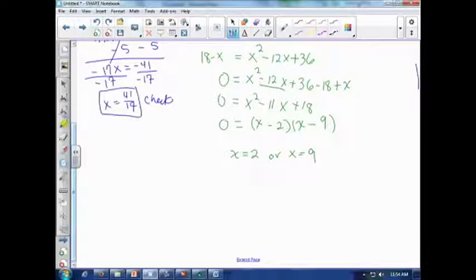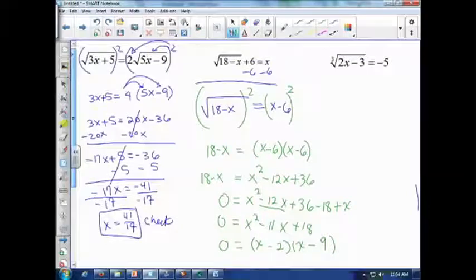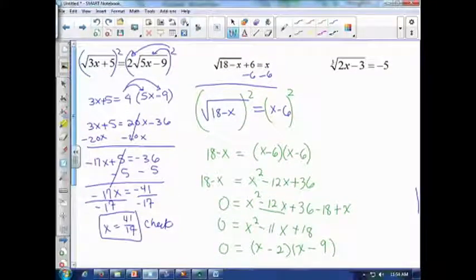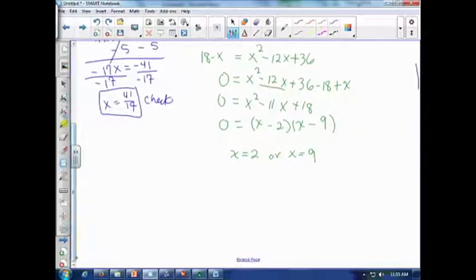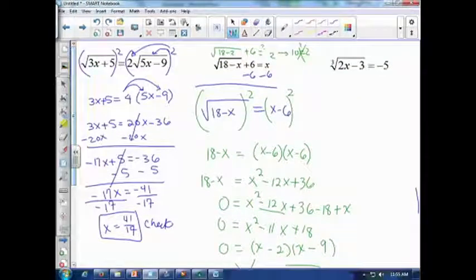So you really need to check this back in the original equation to make sure it works. And so let's see. If I try 2, the square root of 18 minus 2 plus 6, does that equal 2? 18 minus 2 is 16. So the square root of 16 is 4 plus 6 is 10. Does 10 equal 2? No, it does not. So I know this is extraneous. So 9 works and 2 doesn't work, but you need to verify that to make sure.